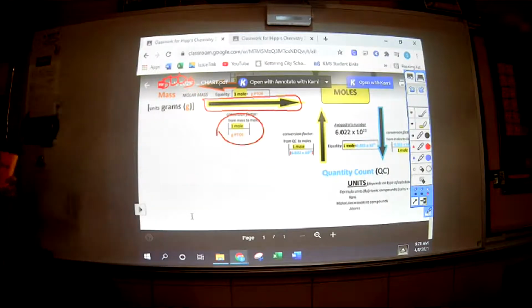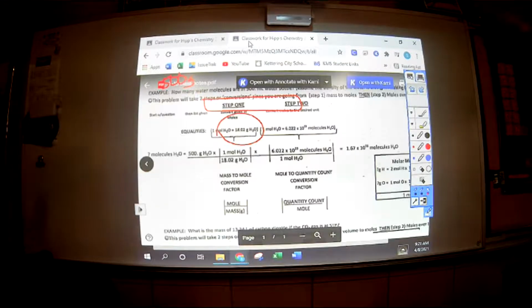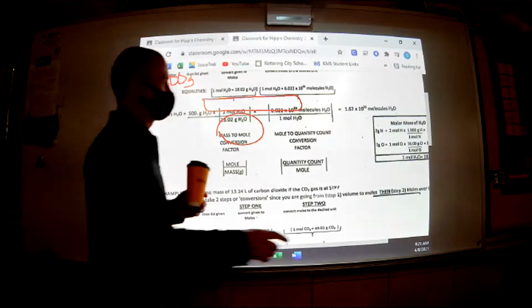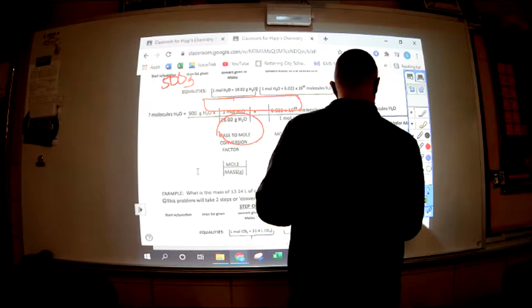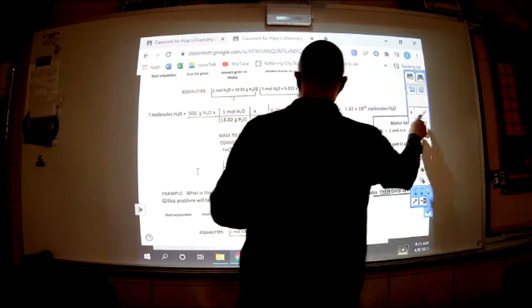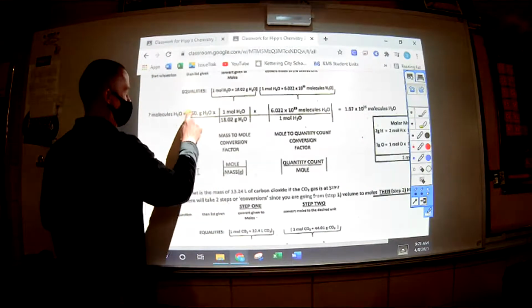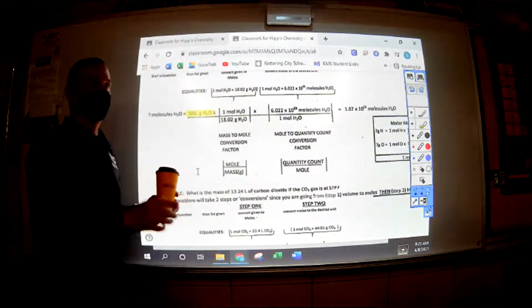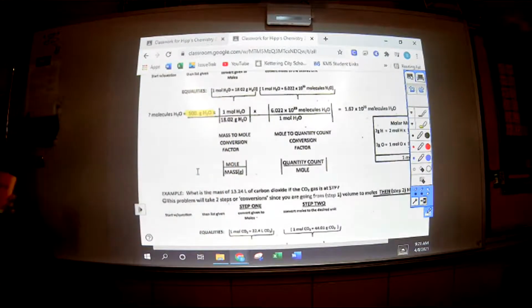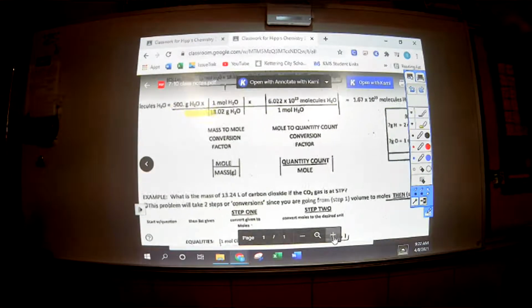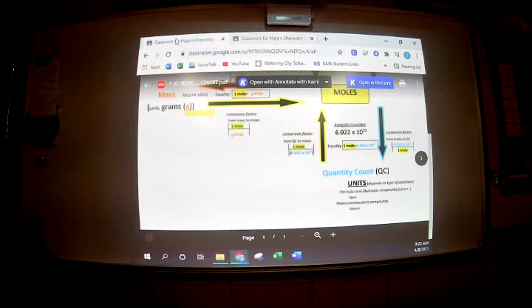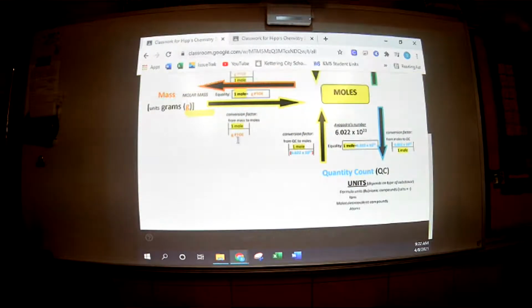So when we look at this problem, I'm given 500 grams. That goes right there. My first conversion had mole over grams, yes? My first conversion has mole over grams. Here it is. I'm right here. I'm going there. Do you see the mole over grams? Where do I get the grams from? It comes from the what?